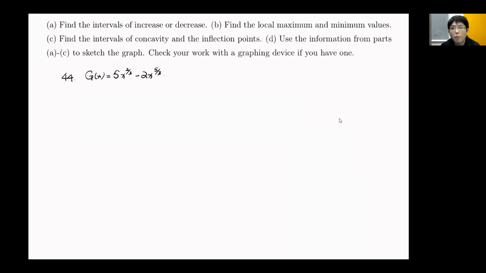Okay, so there are 3 more problems in this exercise set. For these problems, we need to find the intervals of increase or decrease, and we need to find local max and local min, and we need to find the intervals of concavity and the inflection points, and finally, we want to draw the graph. So we need to sketch the graph.